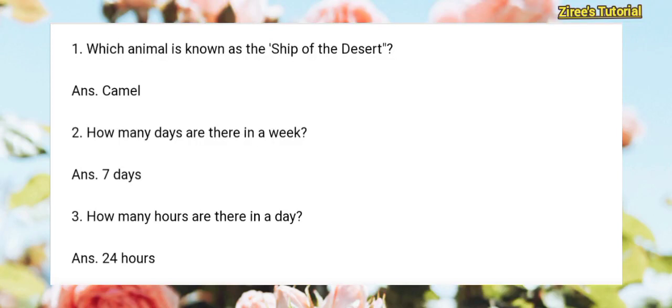In this video, you will get 100 important GK for all the competitive examination. So let's start. Number 1. Which animal is known as the sheep of the desert? Answer: camel. Question 2. How many days are there in a week? 7 days.